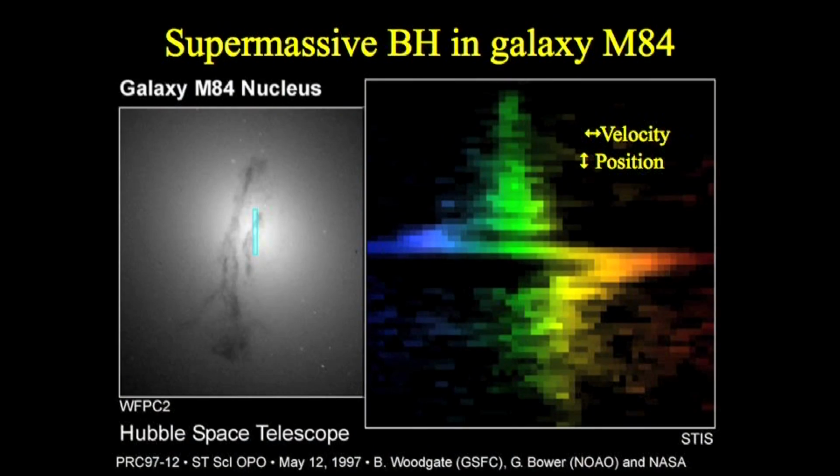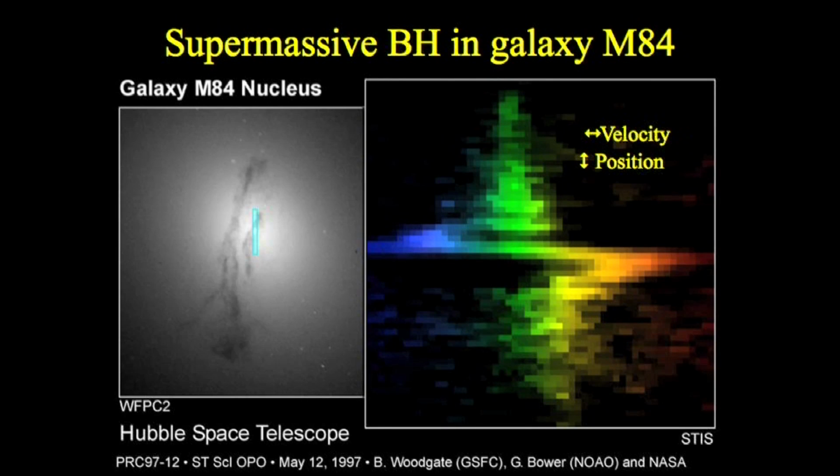You can also do this for black holes that sit inside other galaxies. This is a picture of a galaxy called M84. It's a so-called elliptical galaxy. It doesn't look like our nice spiral Milky Way. It's just a ball of stars. But at the center of it, there's a black hole that's a few billion solar masses. This is a picture of the galaxy taken with the Hubble Space Telescope, and then look at the little light blue slit.